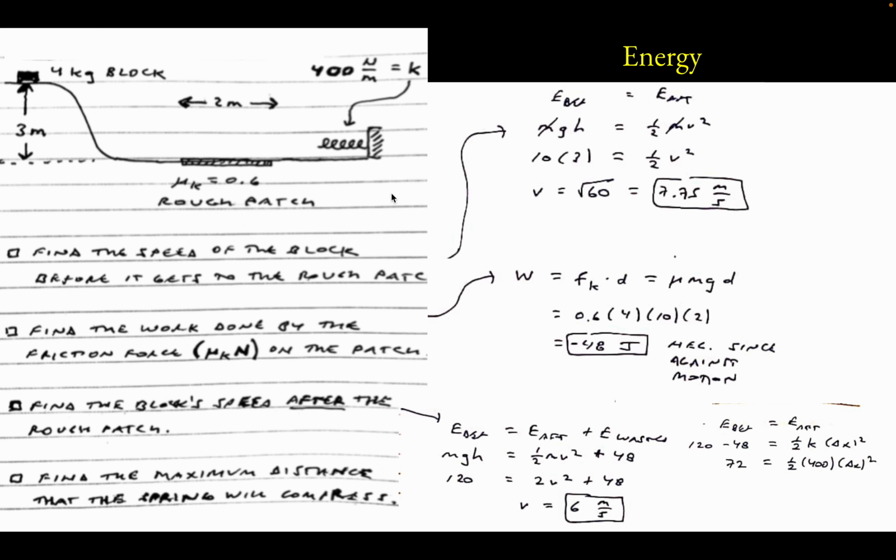Well, that's going to become spring potential energy when it mushes the spring. And so you'd set that equal to 1/2 k delta x squared, and what we learn is that the spring gets mushed by about 0.6 meters.